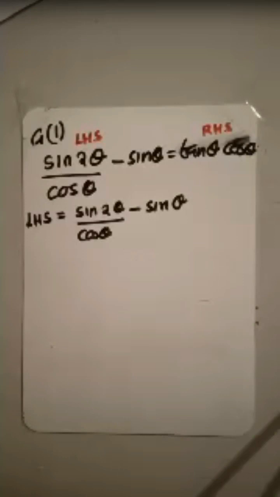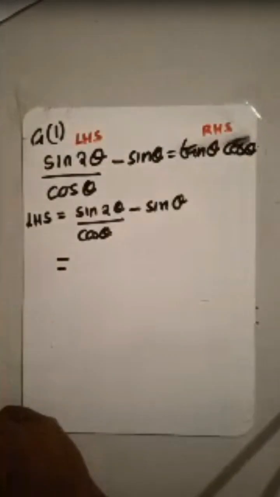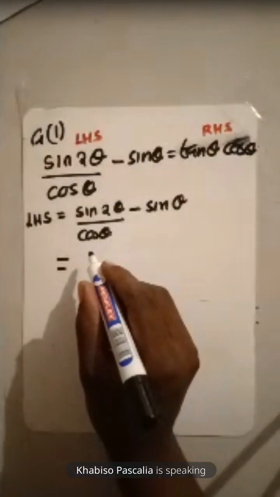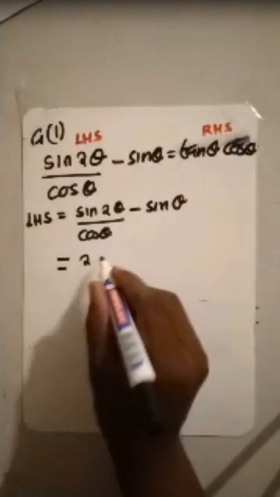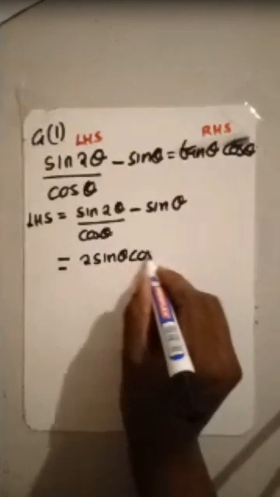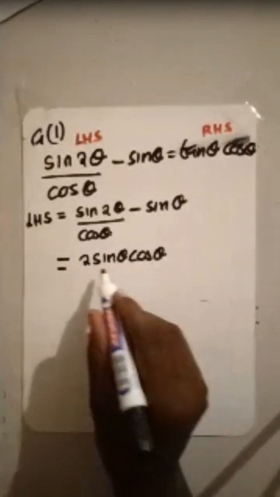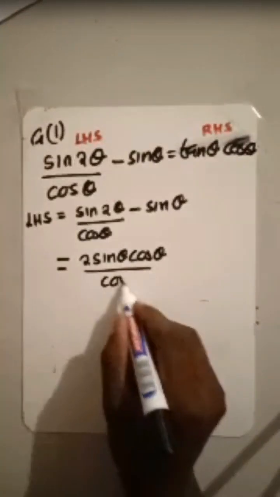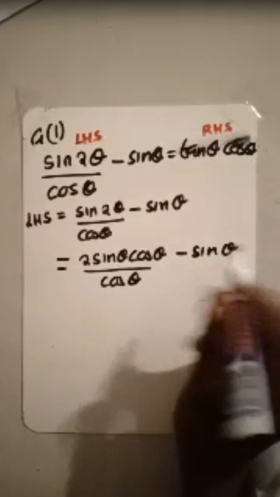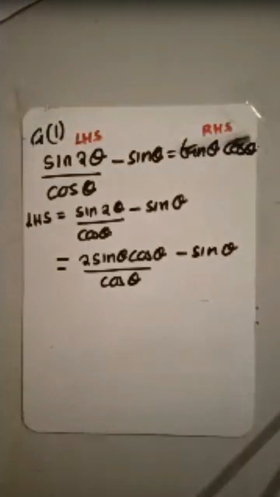Sine 2 theta can be expanded as 2 sine theta cos theta over cos theta minus sine theta. Okay? What's going to happen here? What's the next step, guys?